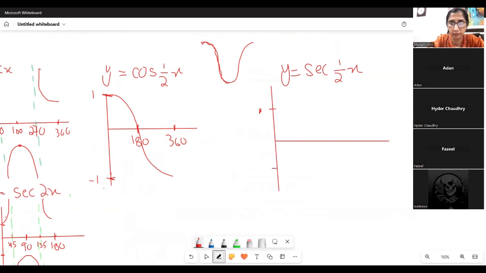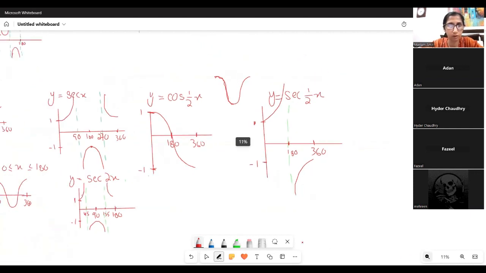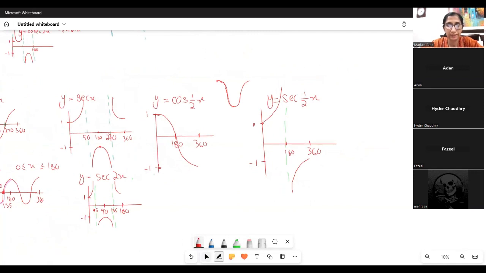One -1. Asymptote at 180 only. An asymptote at 180. And a positive curve here. And a negative curve here, like this. For secant half x. So these are all the graphs for cos and secant.